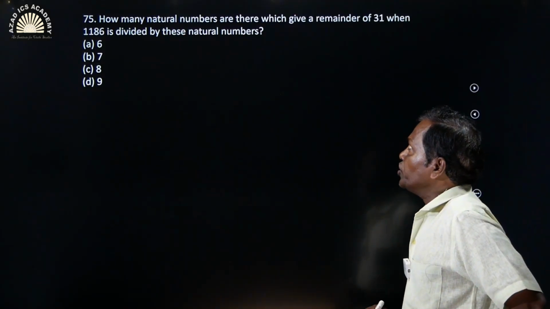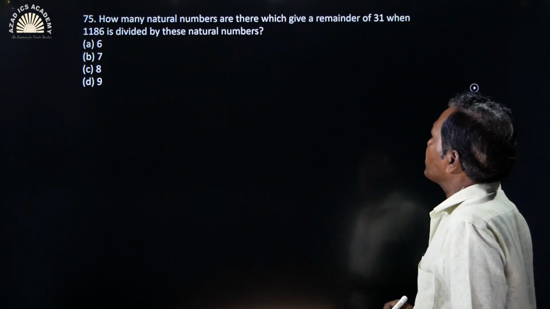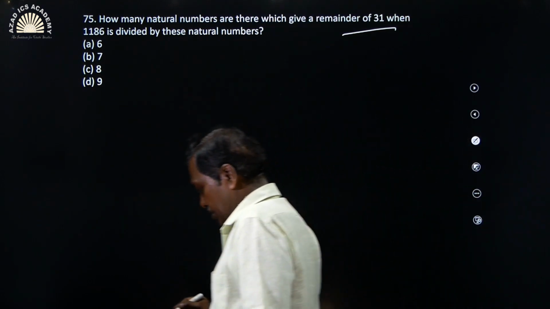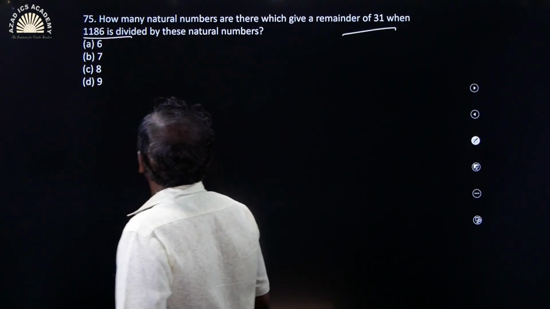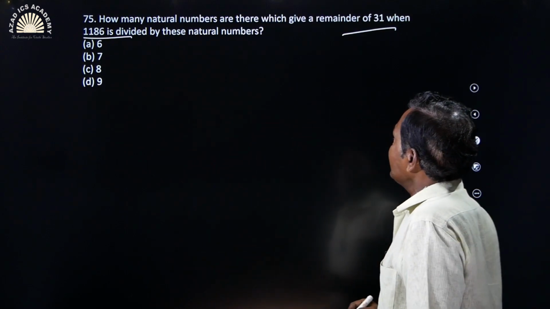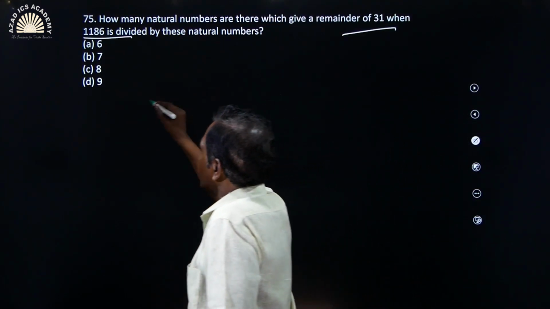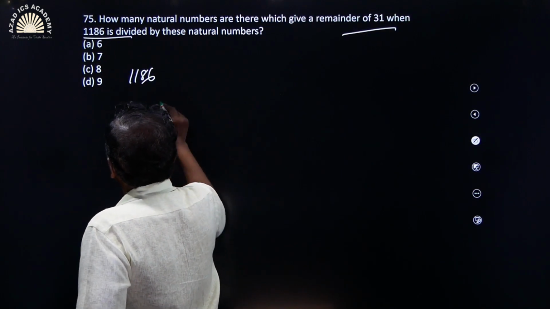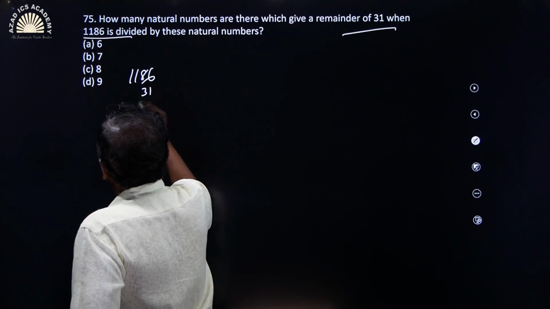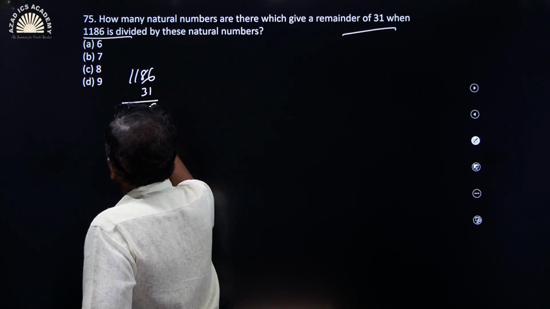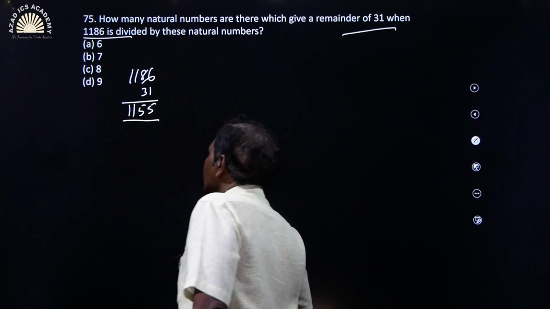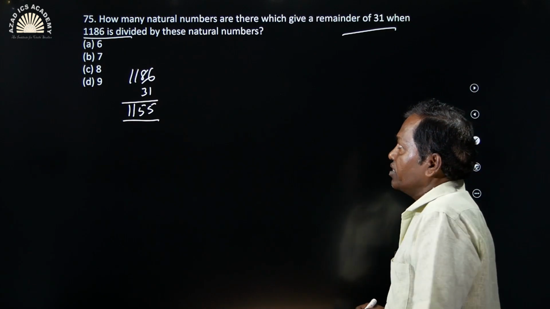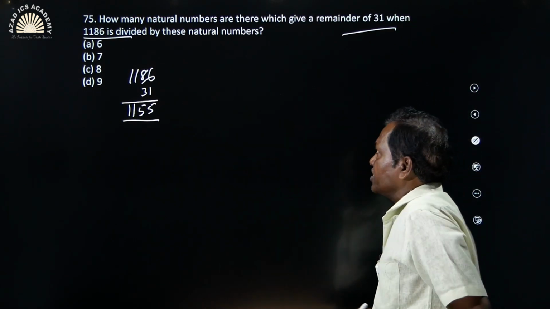Now, how many natural numbers are there which give a remainder of 31 when 1186 is divided by them? What is the number here? 1186. The remainder should be 31, so you subtract 31 here and we arrive at 1155. That should be divisible by how many natural numbers? Let us see that.